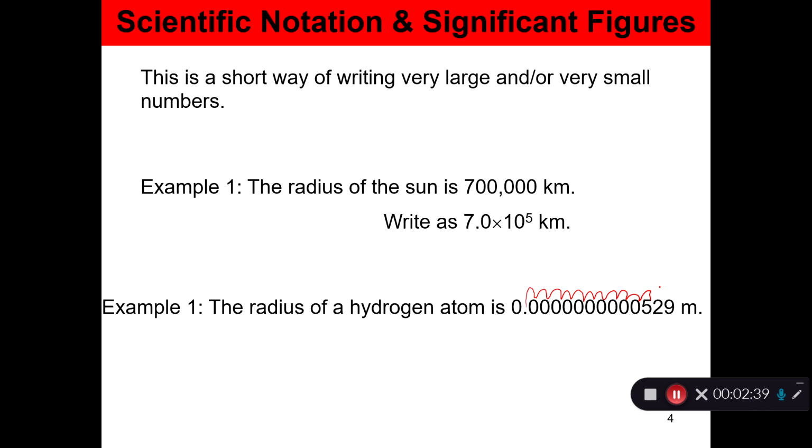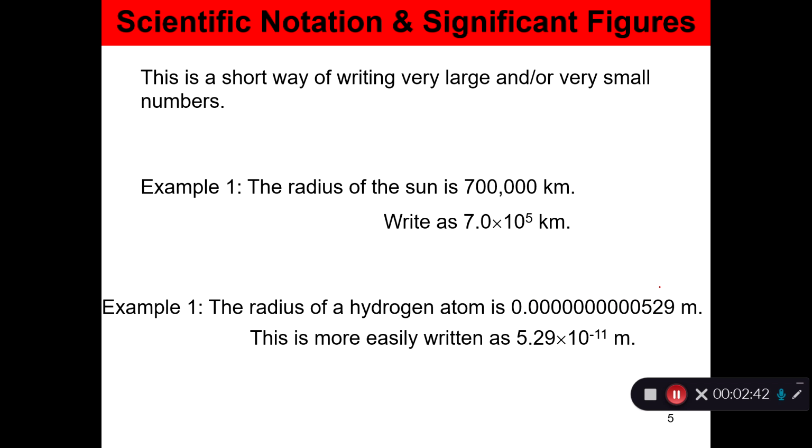So we get 5.29, and the power is 11, but we moved it to the back side, so this is a negative sign. 5.29 times 10 to the power negative 11. You can think about the negative sign over here and the positive sign over there, depending on which side you are moving your decimal. Either you move the decimal to the front this way, or to the back this way, so you get negative here and positive there. This is the idea of how to write scientific notation.